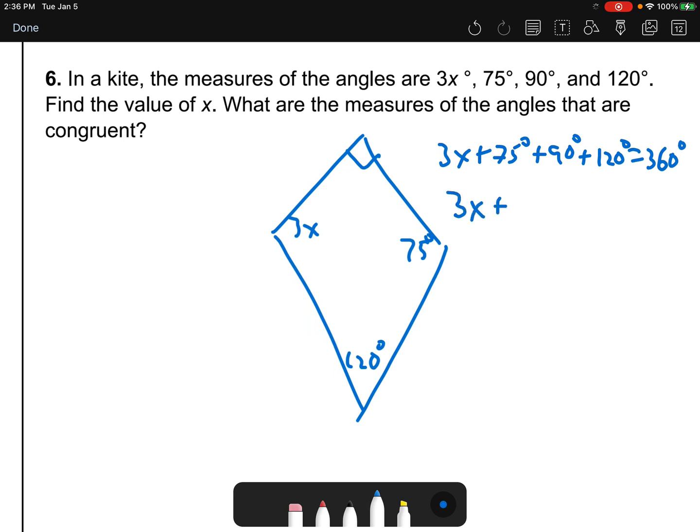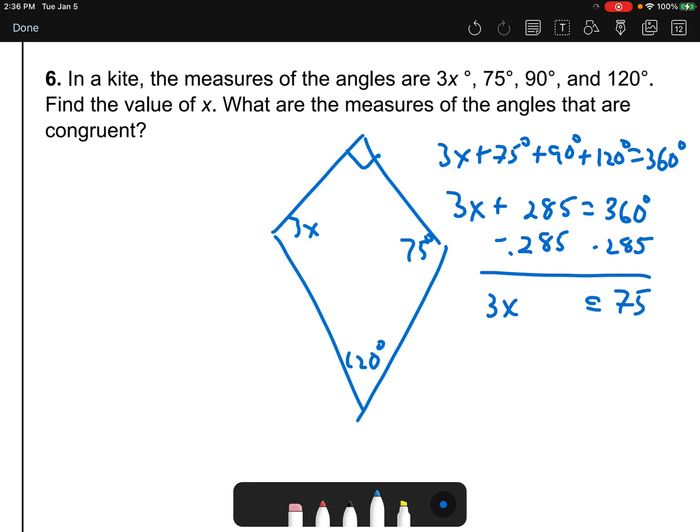So 75 plus 90 plus 120. 75 plus 90 plus 120 is 285. Just like I thought it was. Equals 360. You're going to subtract 285. 3x equals 75. Divide by 3. And x is 25.